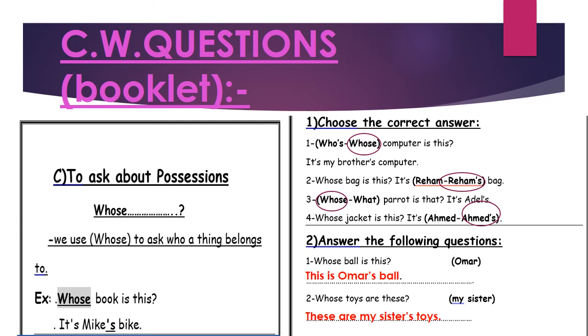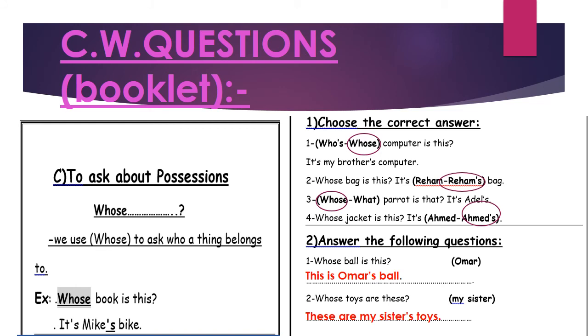Exercise number 1. Here in the classwork, choose the correct answer. Number 1, who or whose computer is this? Whose computer is this? I'm going to choose whose. It's my brother's computer. So I have apostrophe s in the word brother. So he wants to ask who the computer belongs to. So I'm going to use whose.